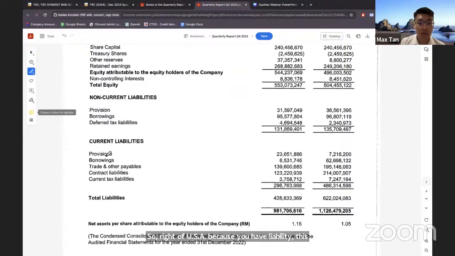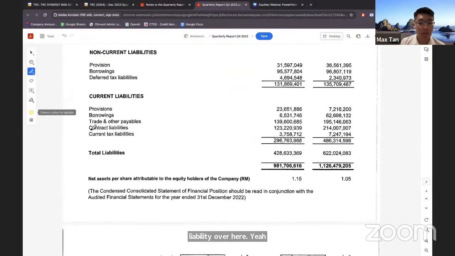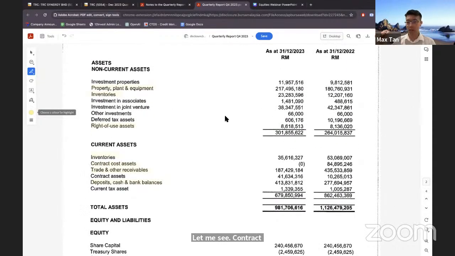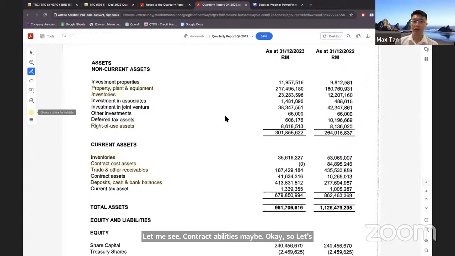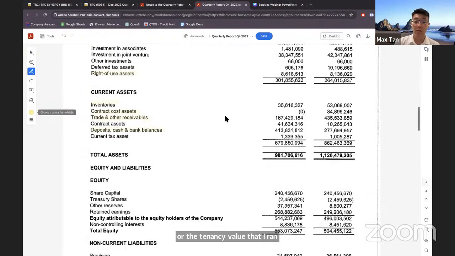Okay, let me see. Okay, contract liabilities maybe. So let's say if I rent a certain equipment, I have the right to use that equipment for that period. But how do I quantify it? So I would normally tie it closely back to the rental amount to justify the value this asset brings me. So RU, simpler explanation, is the value it brings me, or the tenancy value that I rent a shop. Let's say Padini, a lot of RU, because they rent a lot of shops to run their retail businesses, right?